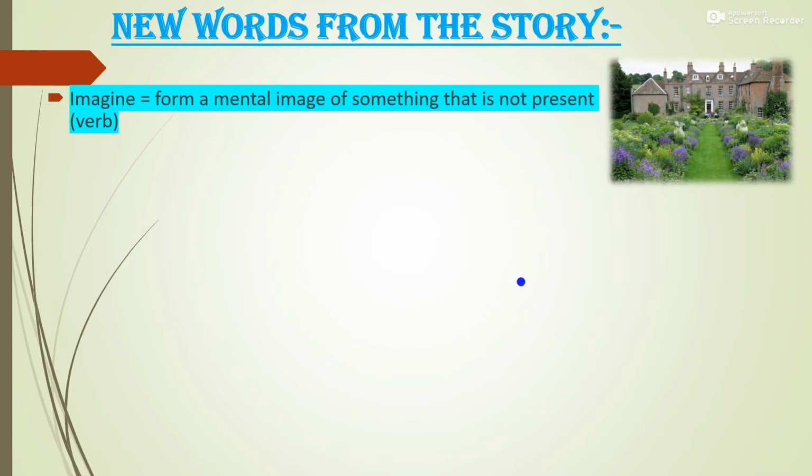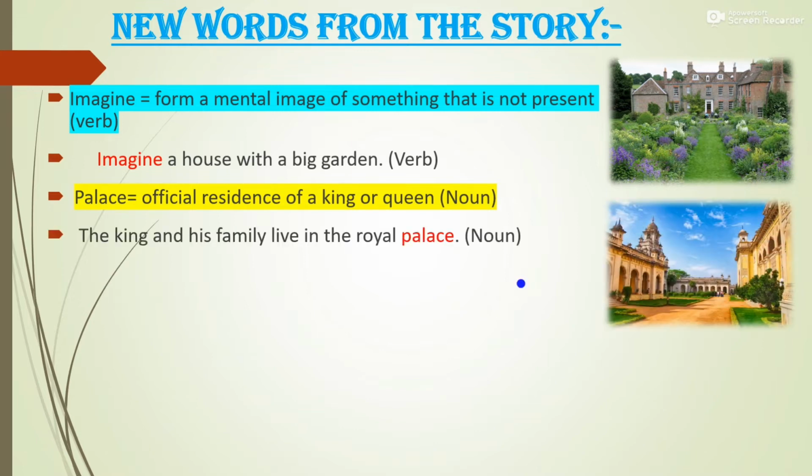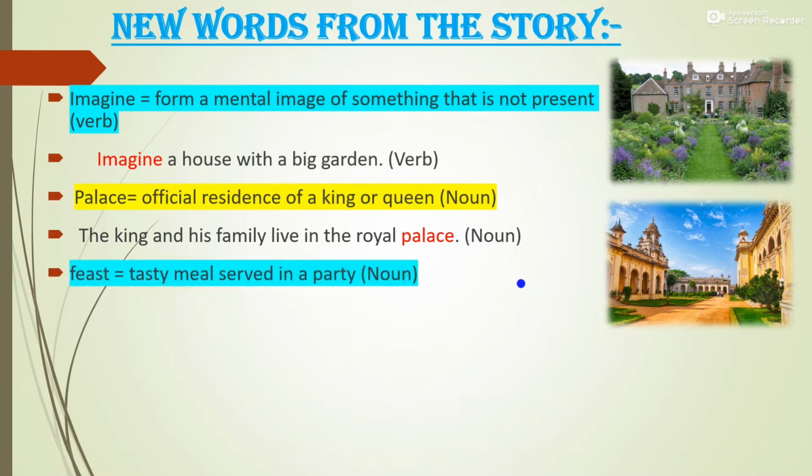Next word, imagine means form a mental image of something that is not present. It's a verb. Imagine a house with a big garden. Palace, official residence of a king or queen. Sentence, the king and his family live in the royal palace.